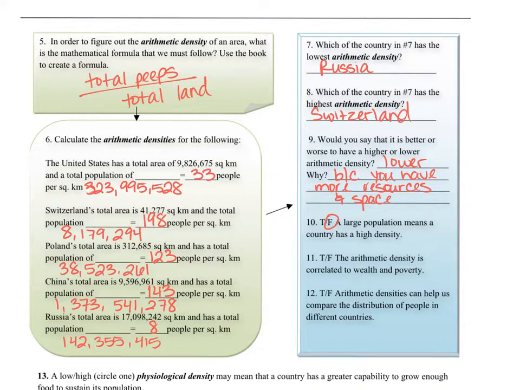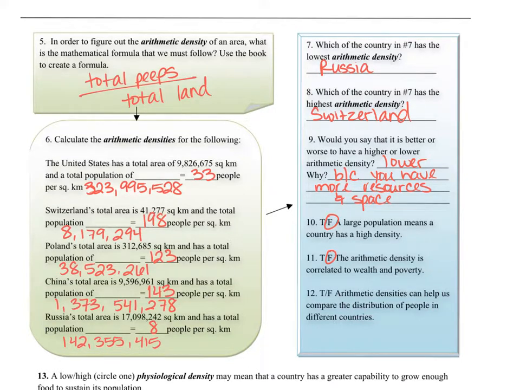True or false? The arithmetic density is correlated to wealth and poverty. False, because why? Because it just counts people. It doesn't count their standard of living. Yeah, like who has a really, really high density, but they're also developed? China. Or not Switzerland. America. Singapore. No, ours is only 33, remember? Oh, yeah.